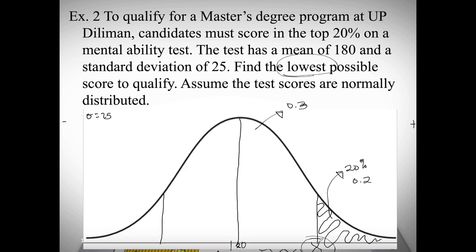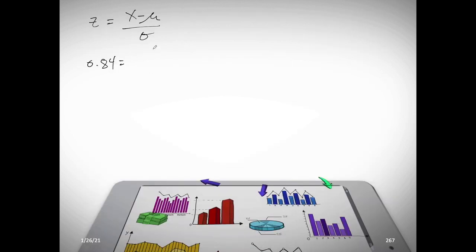Dahil yung mga makakwalify lang is yung nasa area lang na to. No, nasa area lang na yan. Dito lang. Kapag nandito ka na, wala na. Hindi ka napasok sa master's degree program nila. So, ang tanong, ano yung value na to? Yung X. So, meaning to say, X will remain as X, no? X pa rin siya. Minus mu.